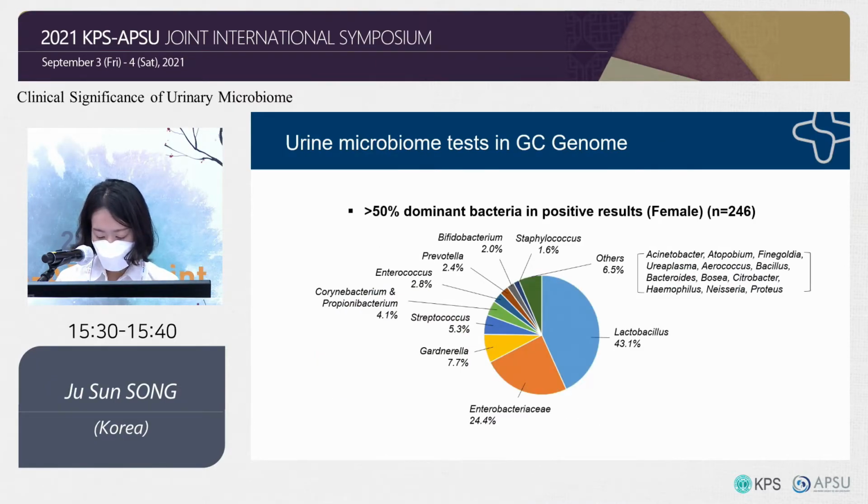And in female urine samples having dominant bacteria with more than 50%, lactobacillus accounted for the largest proportion, followed by Enterobacteriaceae, such as E. coli and Klebsiella pneumoniae, and Gardnerella. But many bacteria never seen in culture are found frequently in urine microbiome analysis, and the precise nature and role of the relevant microbes associated with UTI need to be further investigated.